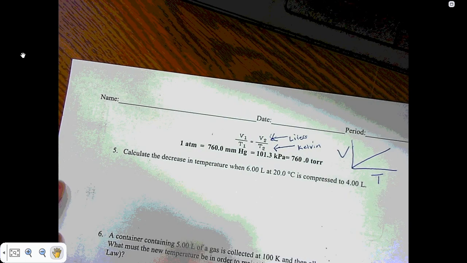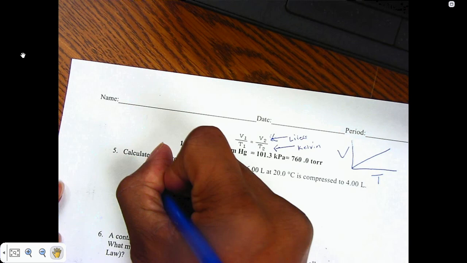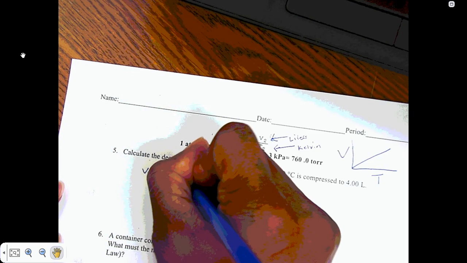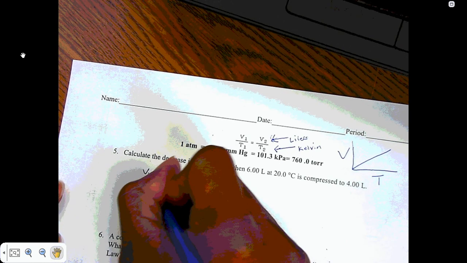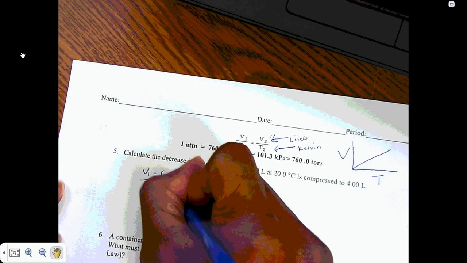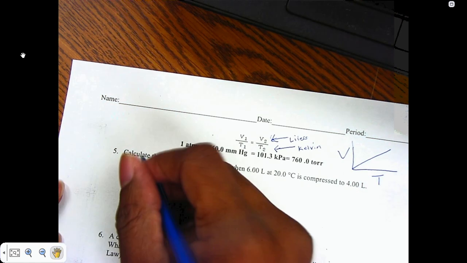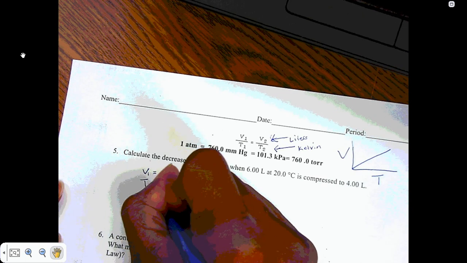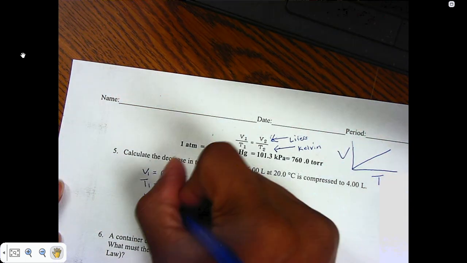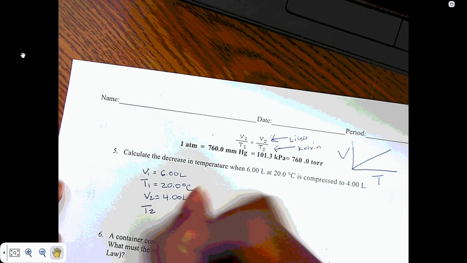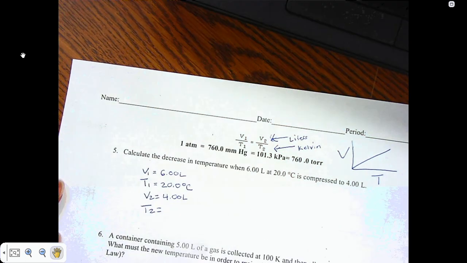We have our volume, which our V1 in this case would be 6 liters. We also have our T1, which is going to be 20 degrees Celsius. That's going to be later converted to Kelvin temperature. We now have our V2, which in this case is 4 liters. And we are trying to extract the value of T2.